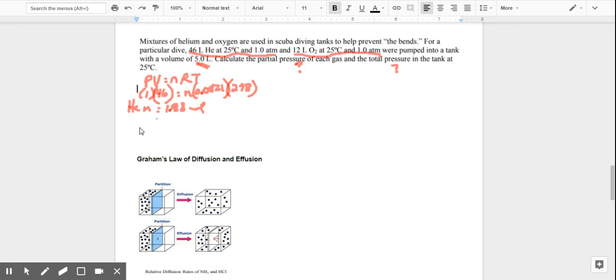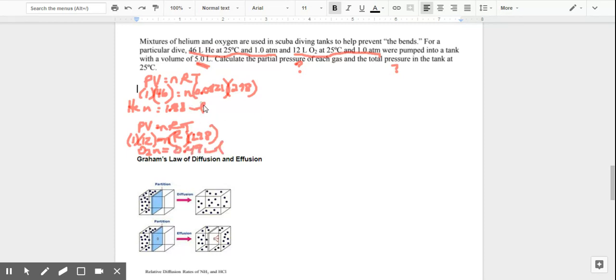Now I'm going to do the same exact thing for my oxygen. I'm going to use PV equals nRT, and I'm going to solve for the moles of my oxygen. So pressure is 1, volume is 12, n is what I'm solving for, R is 0.0821, which I'm just going to leave as R, and temperature, again, is 298 Kelvin. So when I solve for my moles of oxygen, O2, I end up getting 0.49 moles.